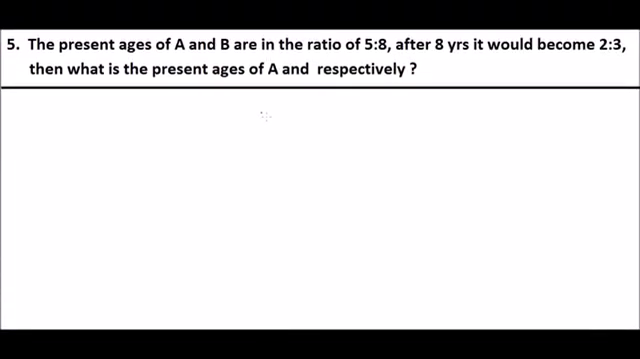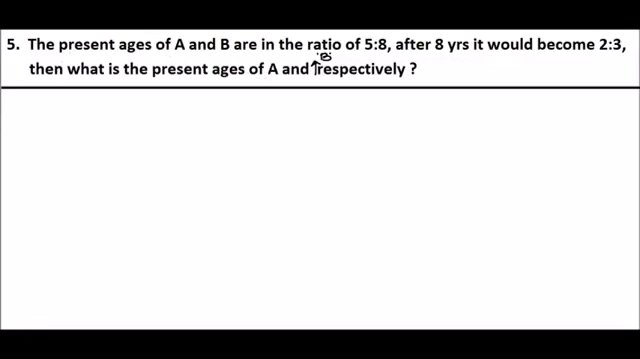Now observe this question also, students. Here it is given the present ages of A and B are in the ratio 5:8. After 8 years, it would become 2:3. Then what are the present ages of A and B respectively, they are asking, right? Now how to go for this one? First let us do this question in the conventional way, then we will go for the shortcut.